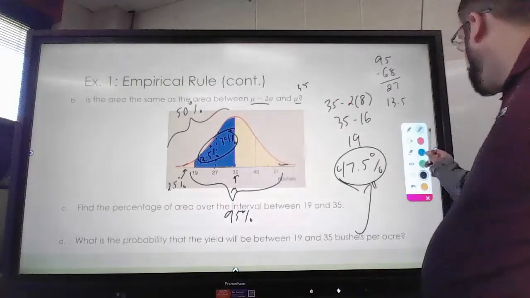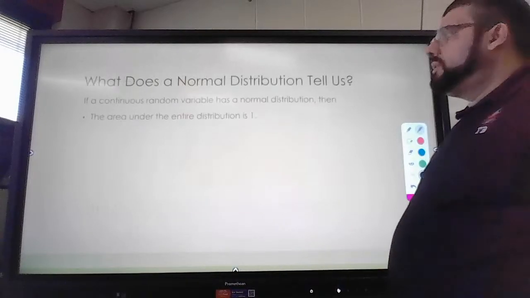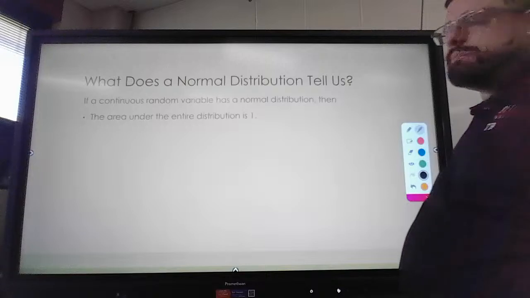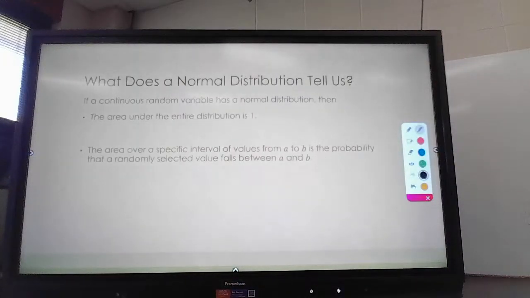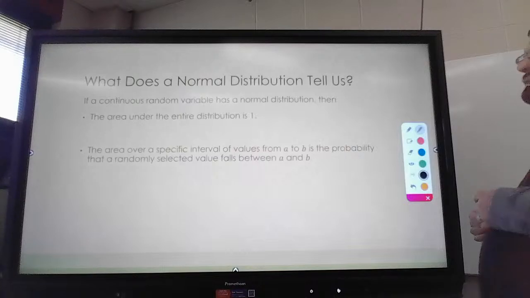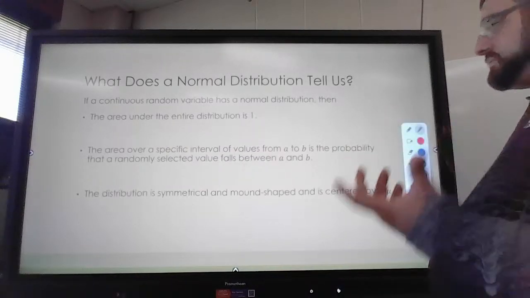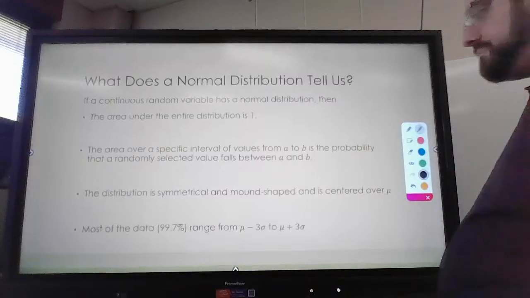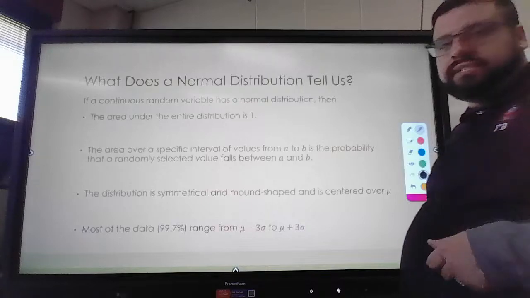So all in all, what does a normal distribution tell us? Well, again, the area under the entire distribution is 1. The area over a specific interval of values from A to B is the probability that a randomly selected value falls between A and B. The distribution is symmetrical and mound-shaped and is centered over the mean. And most of the data ranges from within 3 standard deviations.